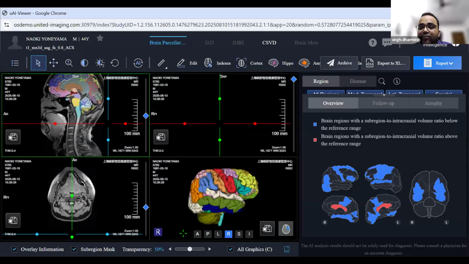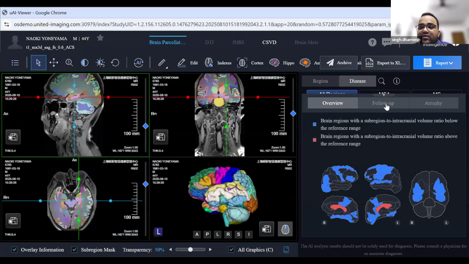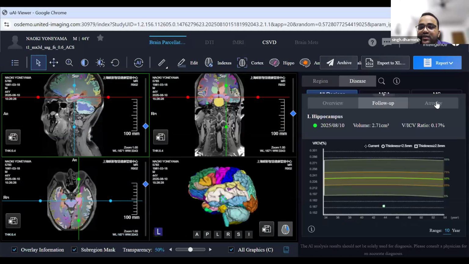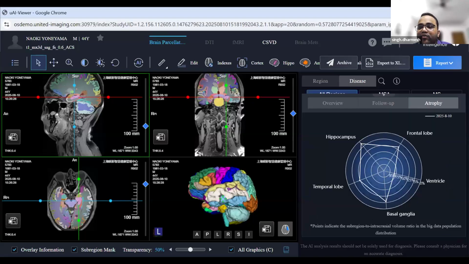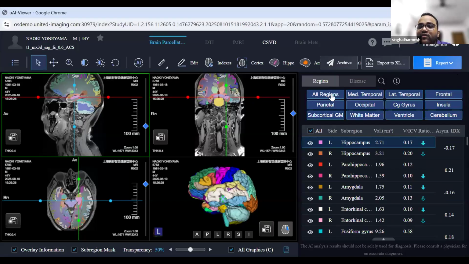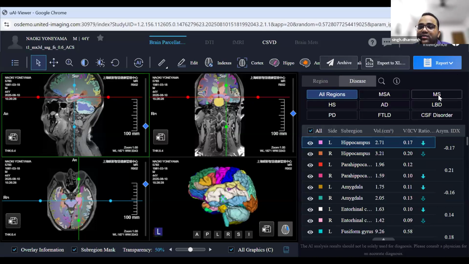if there are any abnormalities, they can be shown here. And it is very useful for follow-up cases, where atrophy is there. If you want to calculate all the volumes, an Excel file will be generated. This is very, very useful, and we are doing a lot of research based on that. It can be used in different diseases like MS, multiple sclerosis, Alzheimer's, and Parkinson's disease, and these are the brain regions.